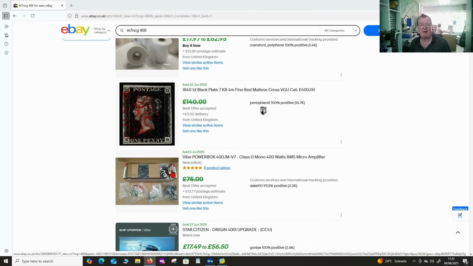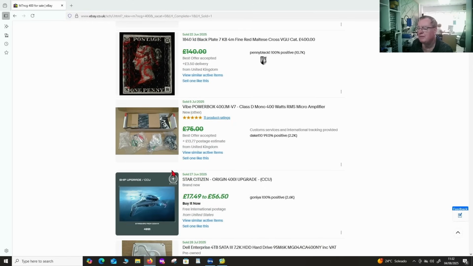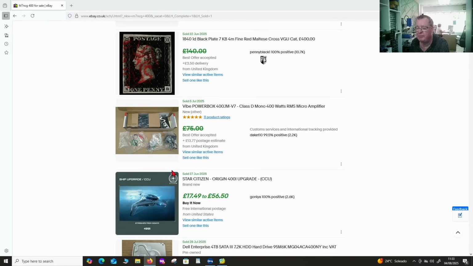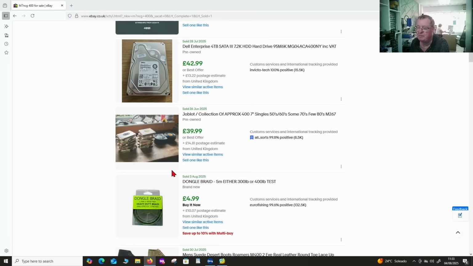Does that mean it's valuable? Not necessarily. So there are two factors, and we've talked about this before, that really influence the value of retro collectibles. One being rarity and the other one being demand.